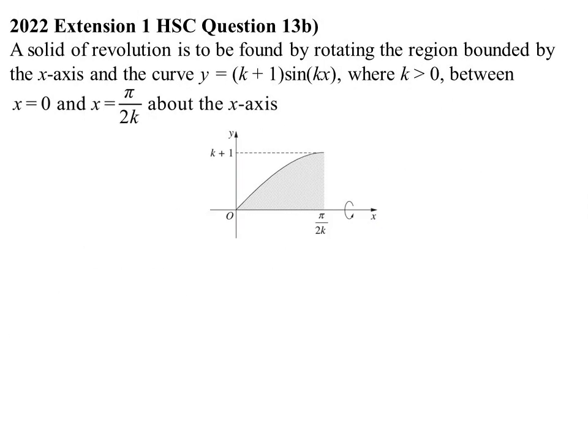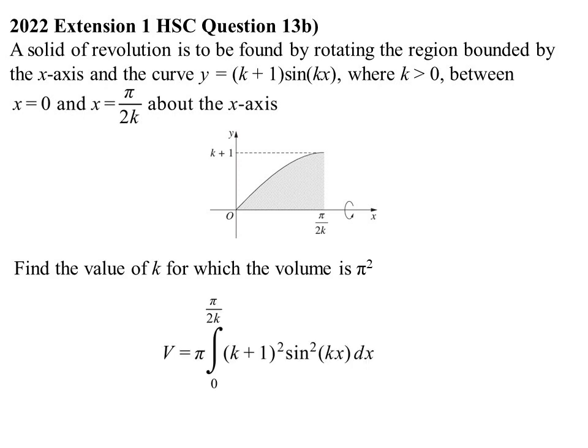2022, a couple of years ago. A solid is found by rotating this particular region they've given us. We don't know what k is. Okay, so it's k plus 1 sine of kx. K is just some positive number, and we're going to go between 0 and pi on 2k. Find the value of k if the answer for volume is pi squared.